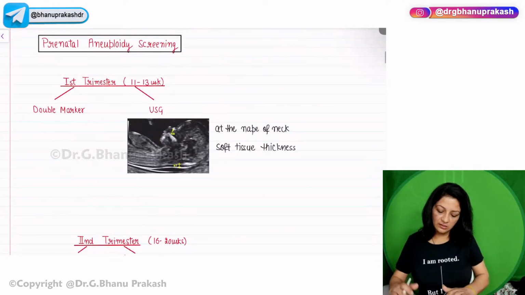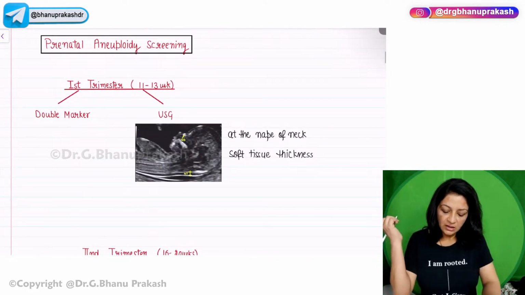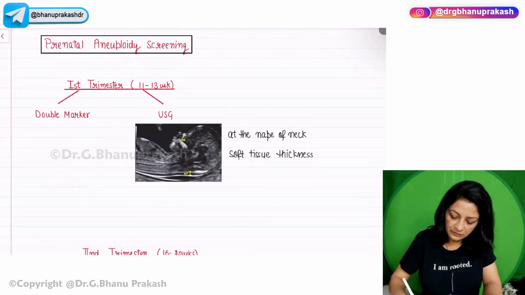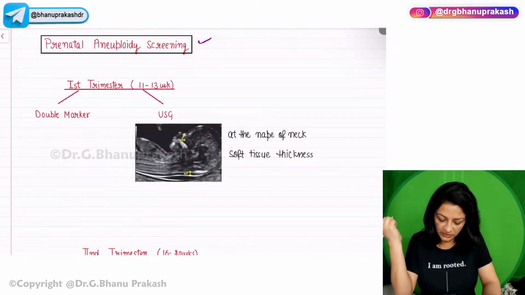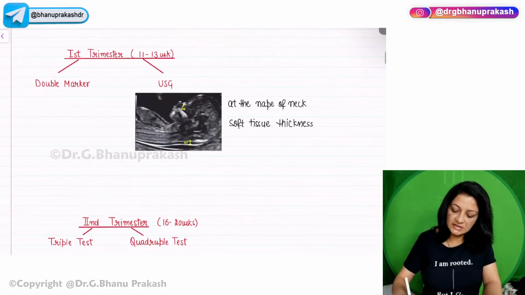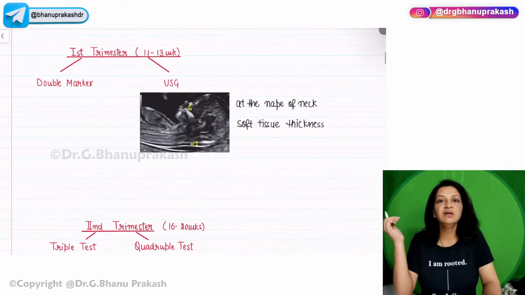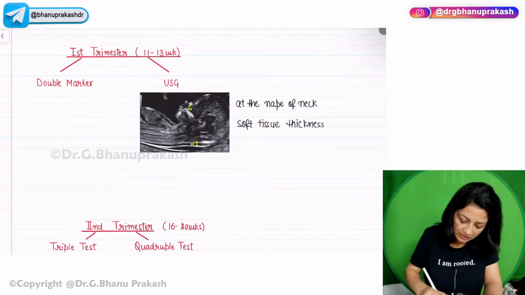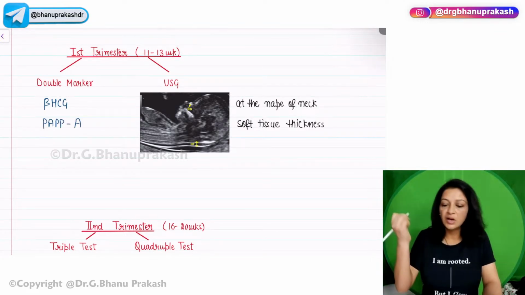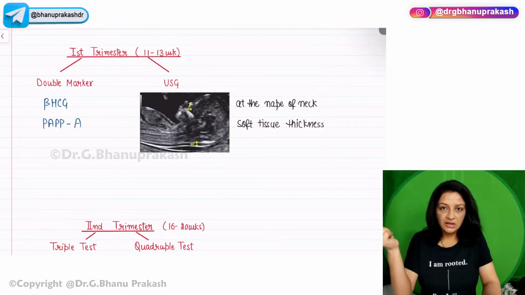So next one, prenatal aneuploidy screening. This one is a very important topic. Prenatal aneuploidy screening. So first trimester में हम कौन सा टेस्ट करेंगे? So in case of Down syndrome, screening for Down syndrome, first trimester, first one is double marker. Double marker में we have beta HCG and PAPP-A, pregnancy associated plasma protein A. इनको कहते हैं डबल मार्कर्स. एंड साथ ही हम करेंगे अल्ट्रासाउंड.